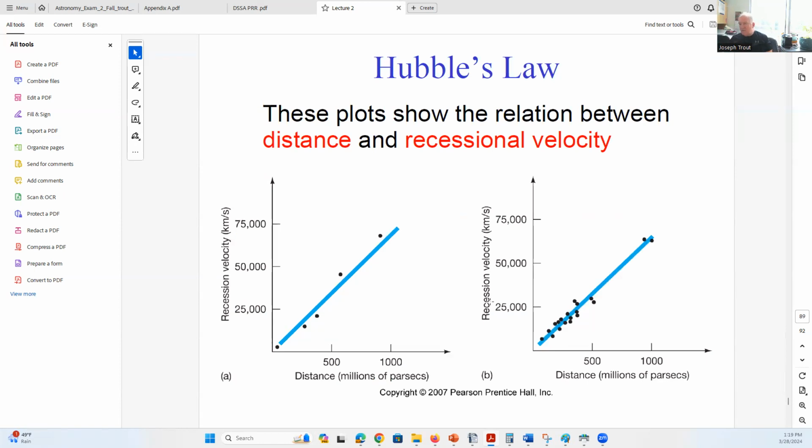So here's what Hubble showed. Hubble looked at the recession velocity in kilometers per second and looked at the distance in millions of parsecs. And so he plotted all of the galaxies that he could. He looked at their recession velocity, which he could tell from the redshifts, and he looked at the distance, which he could tell from the variable stars.